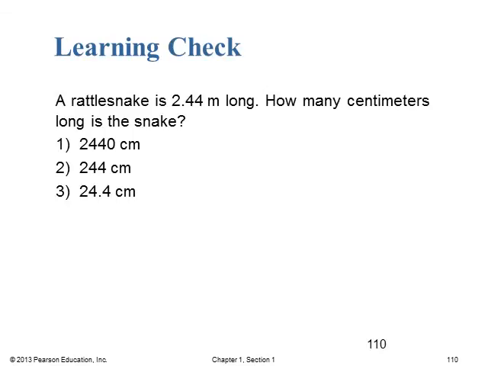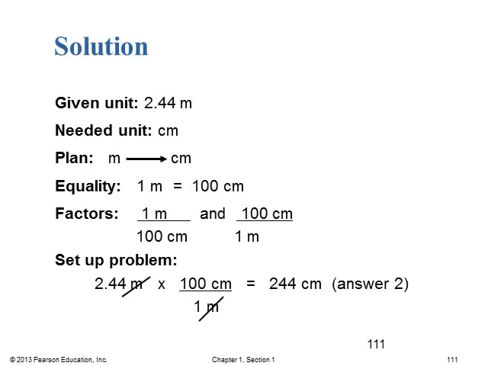Here, a rattlesnake is 2.44 meters long. How many centimeters is the snake? So rather than just explaining and not seeing the work, we'll show it here. All right, so we have a given unit of 2.44 meters, and we are asked to convert that to centimeters. And so our plan is to go from meters to centimeters. If you recall, the equality is that we have 100 centimeters in 1 meter. So our 2 factors that we could use are 1 meter over 100 centimeters or 100 centimeters over 1 meter.